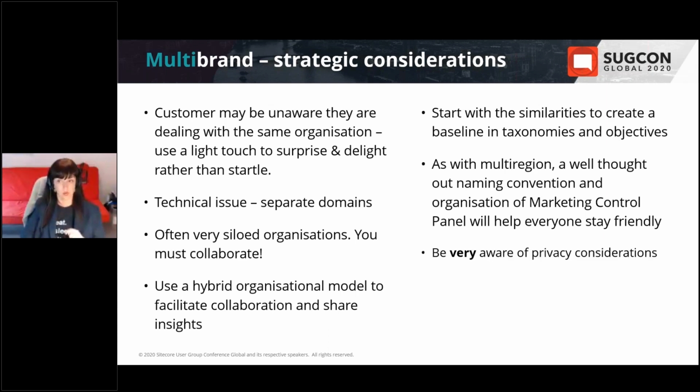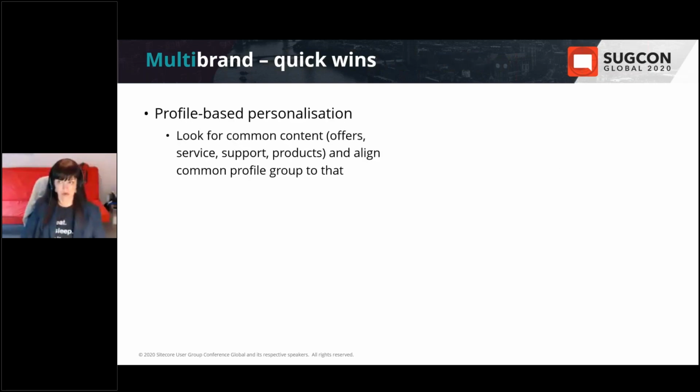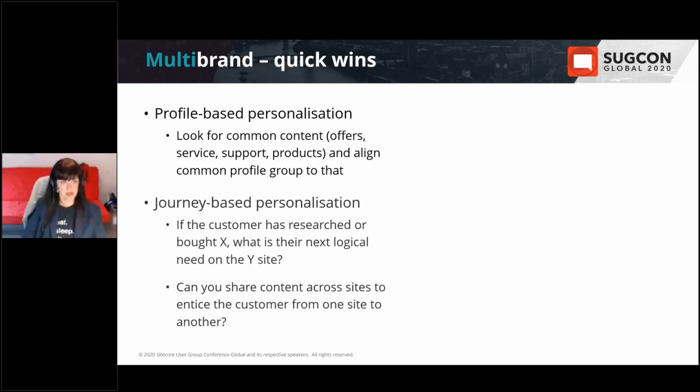But be very, very aware of what the privacy considerations are. And as I said, in addition to the privacy considerations, think about what the customer is expecting. Think about how you're going to delight them and not scare them. So, some good quick wins here. I love profile-based personalization in a multi-brand. You want to look for common content, offers, service, support, or aligned products, and create a common profile group which you can apply to all of those so that you can then take those profiles and pattern cards across the sites.